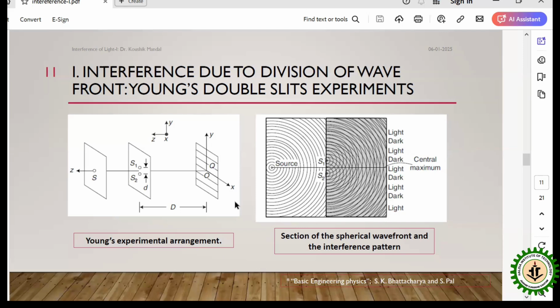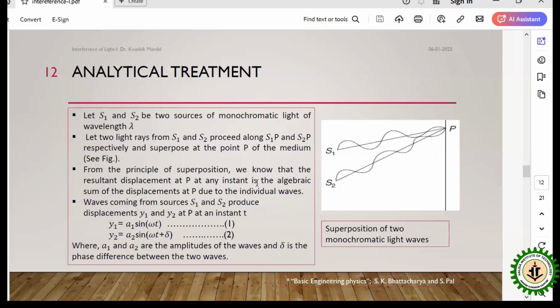Next, we want to analytically study this phenomenon. So how to handle this? For example, S1, S2, I have already told you that these are the point sources, and light coming out from the sources is overlapping each other, and we put one screen and want to calculate the intensity at the point P.